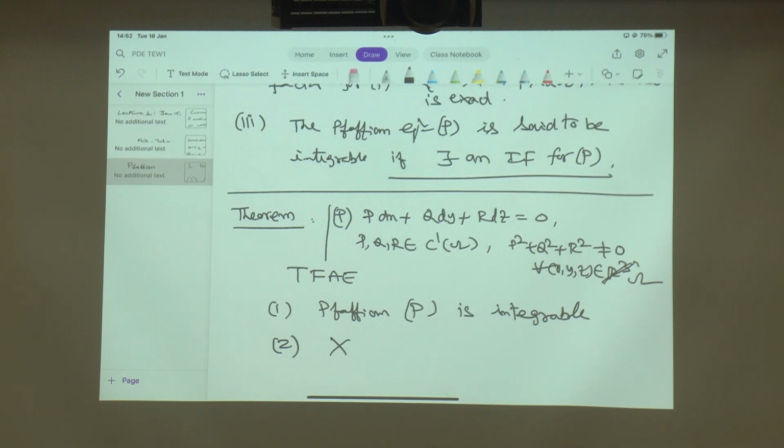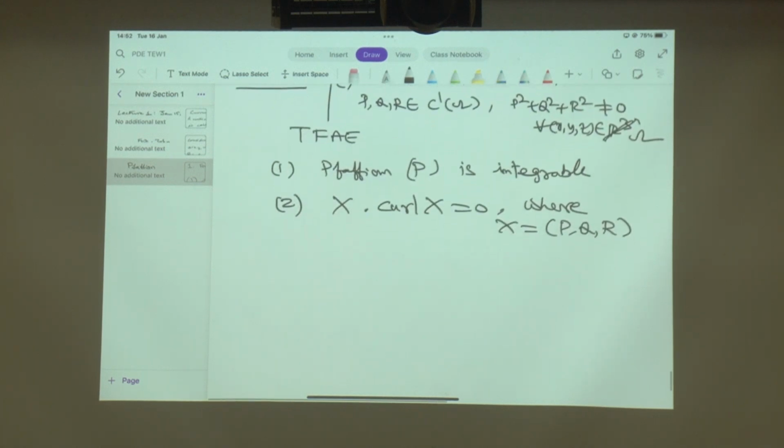Okay, X dot curl X is 0, where this notation X stands for this vector P, Q, R. So if you have P dx plus Q dy plus R dz equal to 0, and you check X dot curl X is 0, then it is integrable. You don't have to exhibit an integrating factor, you know it exists. So therefore, in principle you can solve.